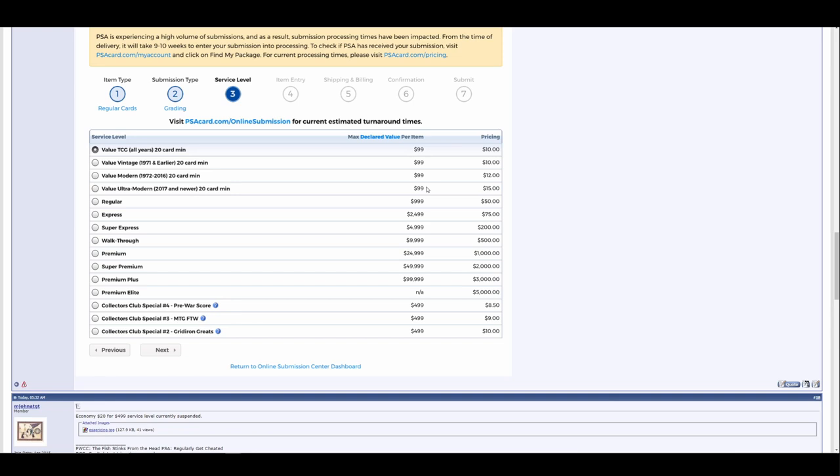Now, for me, I usually do not submit bulk. I do not like having the cards out of my hand for that long. You're probably looking at a 6 to 9 month turnaround time for bulk. I'm going to say 6 months conservatively.